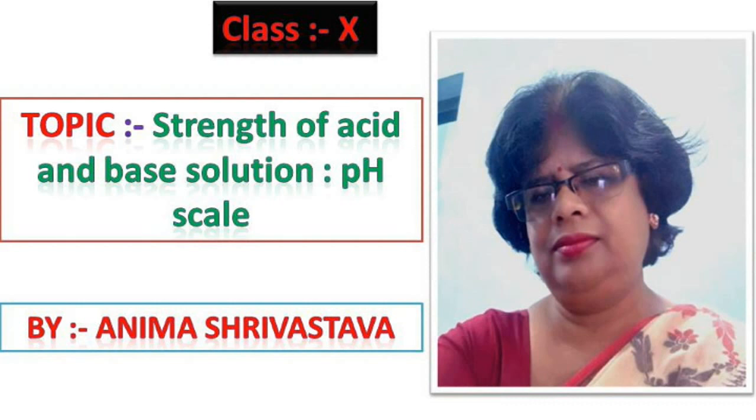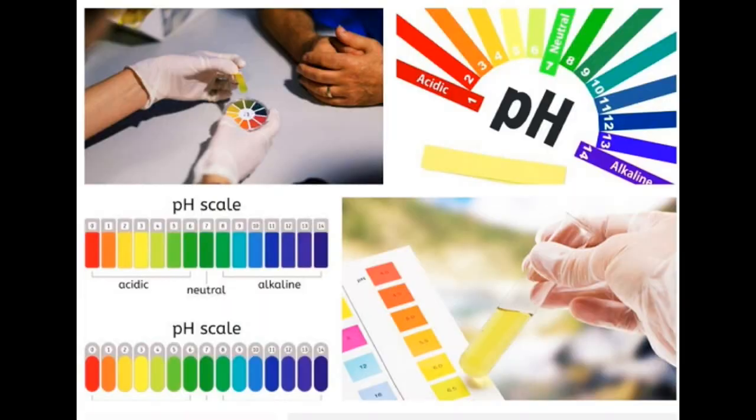Then how will we know the strength of the given solutions, or how will we determine the pH of the given solution? For this we are using another indicator called the universal indicator. Universal indicator is a mixture of many different indicators or dyes which gives different colors at different pH values of the entire pH scale.